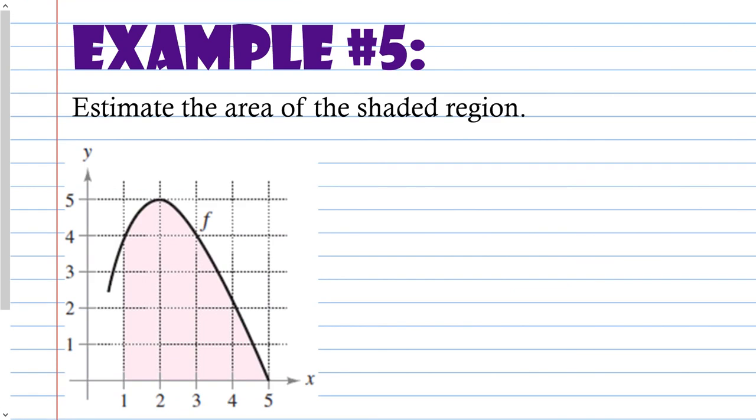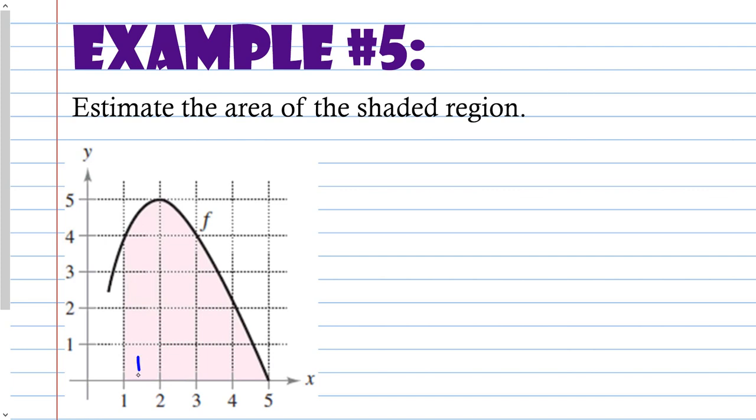Example 5, estimate the area of the shaded region. So the keyword here is estimate. This is going to be an estimation, so it does not have to be perfect. You can look at this geometrically, of course, which is that every single one of these is just a square. So you find the area of one of them, and then figure out how many of them you have. Now, some of these are not whole squares. No big deal.